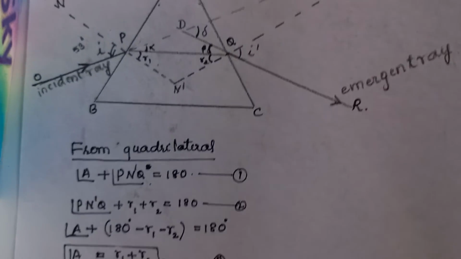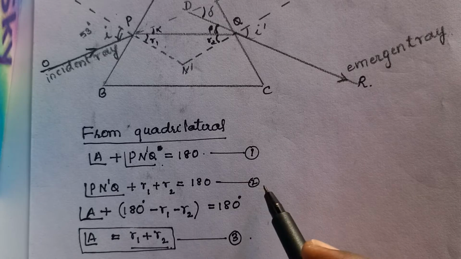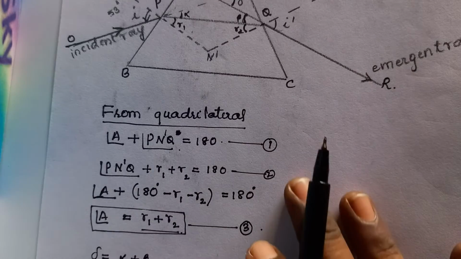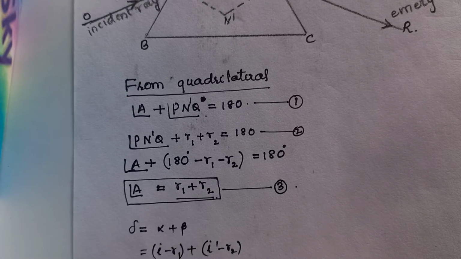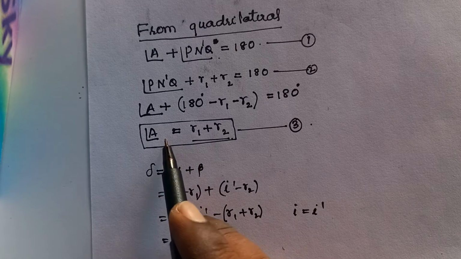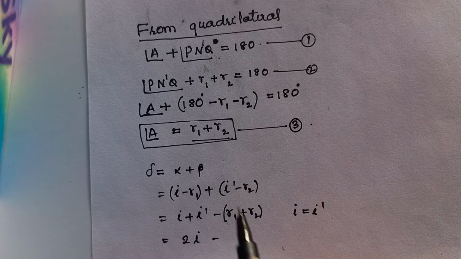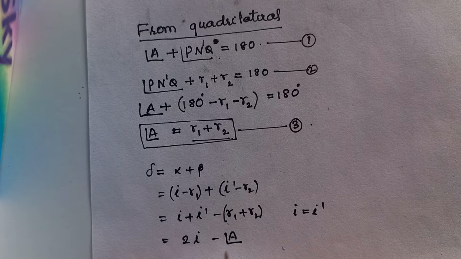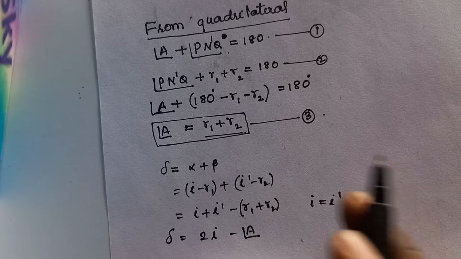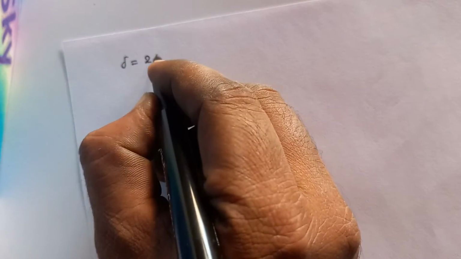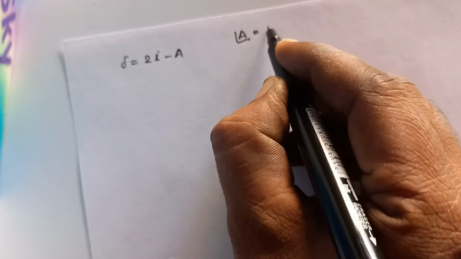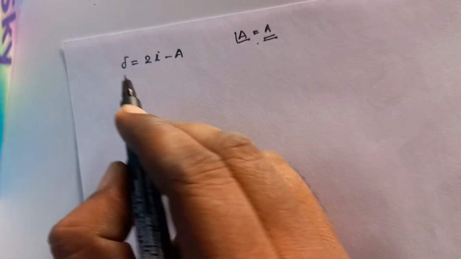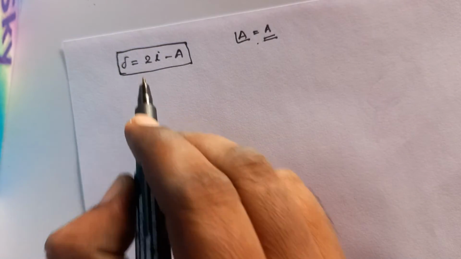From equations 1 and 2, we got A is equal to R1 plus R2. So from this equation A, R1 plus R2 can be written as the angle A. This is the angle of deviation: delta is equal to 2I minus A, where the angle of the prism is A. This is the expression for deviation.